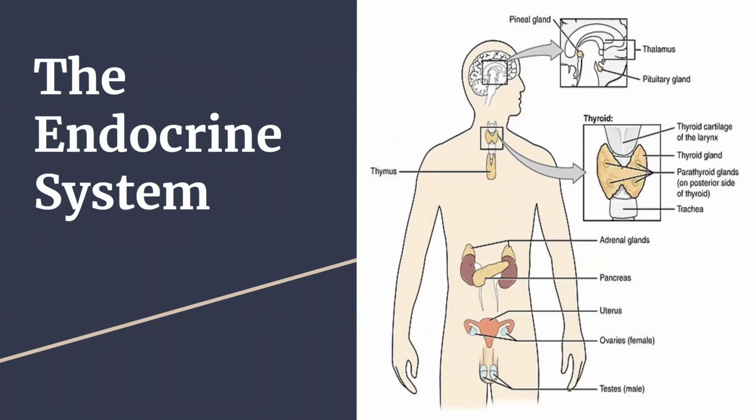So here's a good graphic showing the glands of the endocrine system. You have the pineal gland and the pituitary gland, which are in the brain. You have the thyroid gland that's right there by your trachea. You have your thymus further down. You have your adrenal glands and pancreas that are close to the kidneys. Then you have the uterus and the ovaries. These are female glands that produce hormones, and you have the testes in the male.